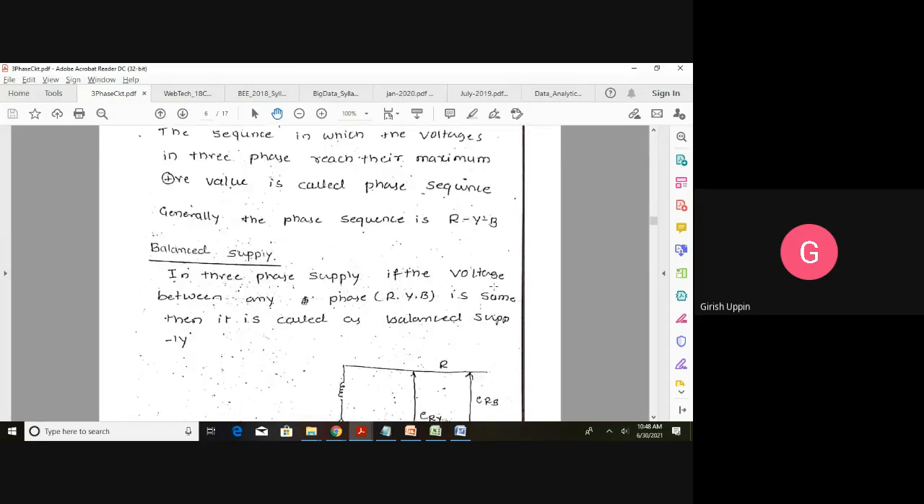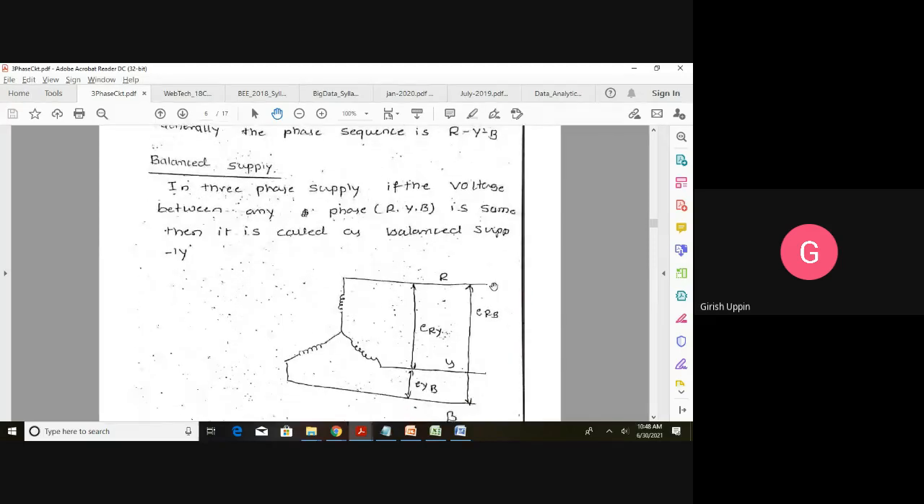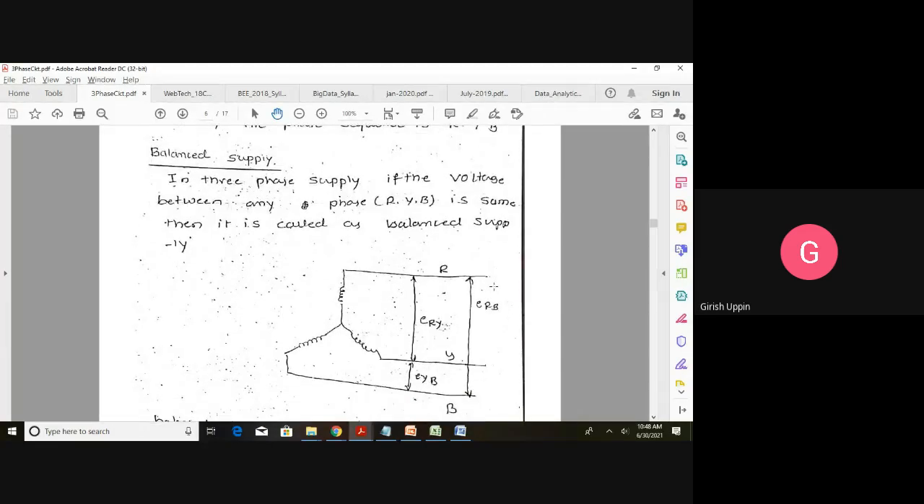Balanced supply, we already know. A three-phase supply will have a three-phase load, right? So this is the three-phase load, where the load is connected similar to the generator or the generating side. On the load side also we have the three phases, and these three phases again will be connected in either star or delta. For example, here it is connected in star. This is one load, this is another load, and this is another load. So this is the three-phase load connected in star.